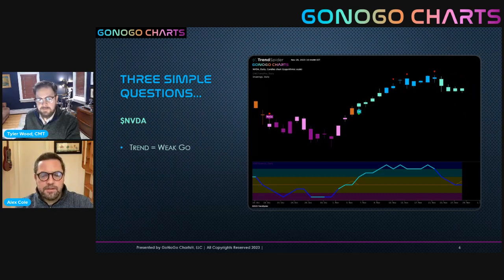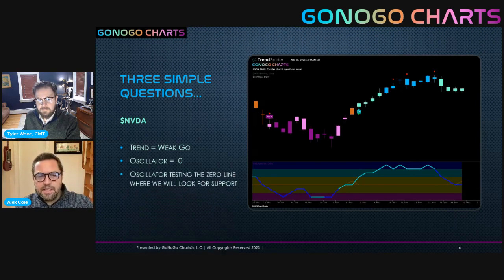Where is the oscillator? The oscillator is at the zero line and volume is heavy. The oscillator is that darker blue color. So our third and final question, is there anything interesting happening around the zero line? Absolutely. We are tagging that zero line from above, where we will look to see if we can find support.